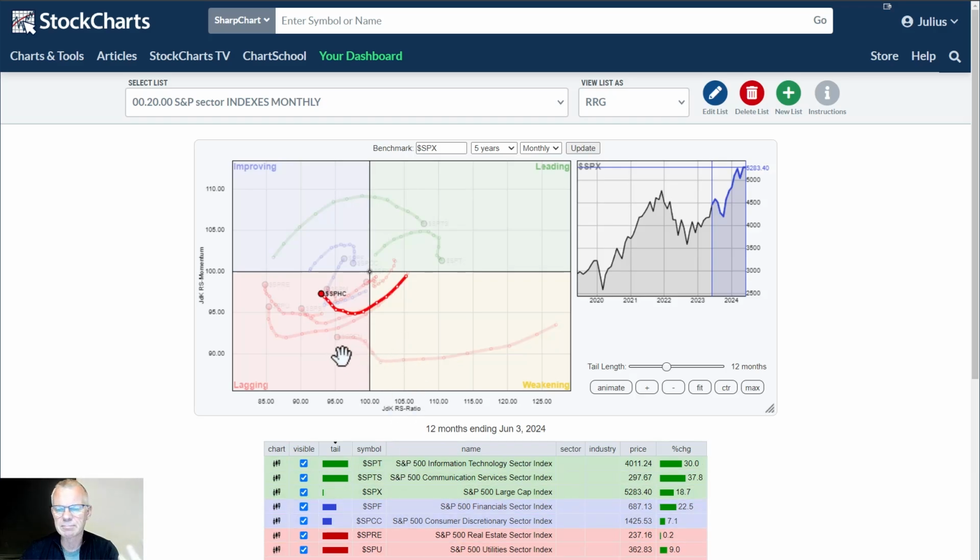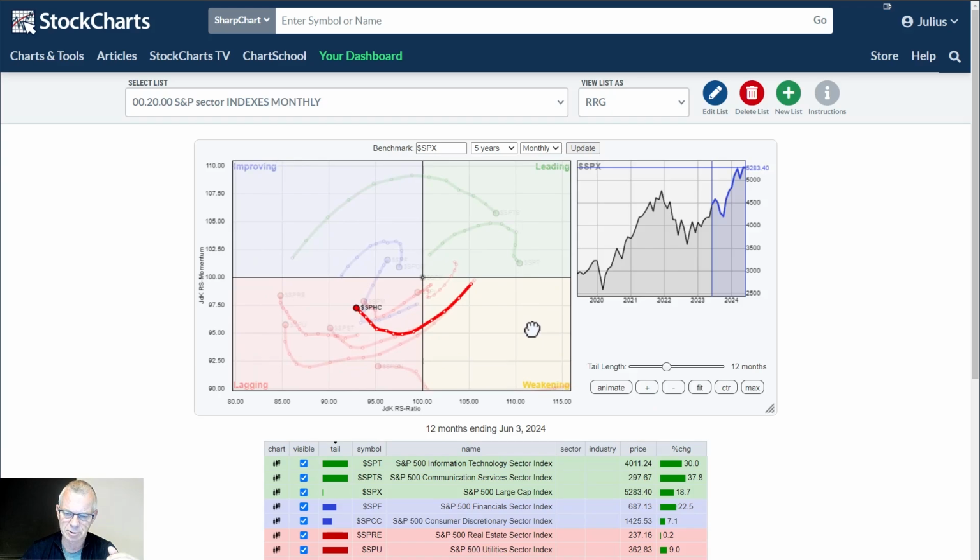Here's healthcare in the same boat as utilities and staples. Long tail moving into the lagging quadrant, picking up some sort of relative momentum to the upside, but still moving lower on the RS ratio scale. So still in a relative downtrend. Here is materials, same story. Inside lagging, picking up a little bit of momentum, but continues to move lower on the RS ratio scale. And then finally, there is industrials, which is only just crossing over into the lagging quadrant.